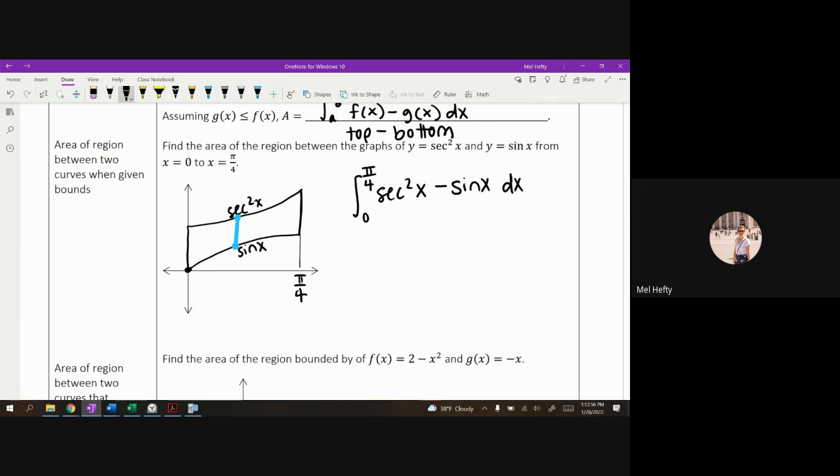Who has a derivative of secant squared? Tangent. What is the integral of negative sine x? Regular sine is negative cosine, so I'm going to do plus cosine. I asked that question weird, sorry, that was my bad. All right. I'm going to slap that vertical bar and my bounds on the end to say, hey, I have integrated, but I have not plugged in yet.